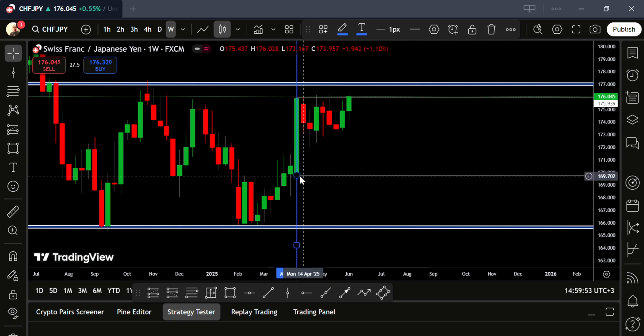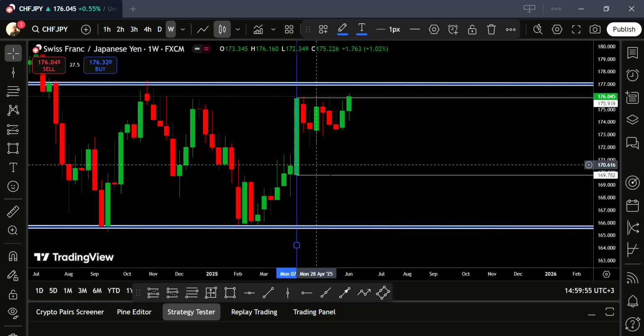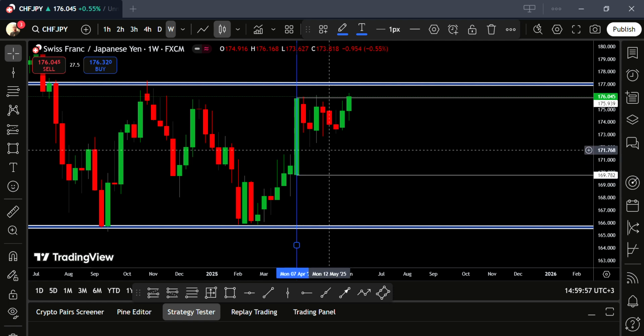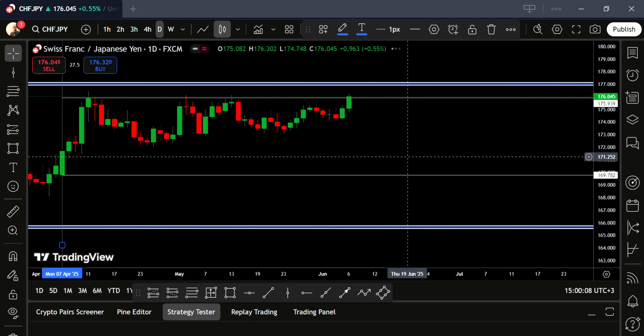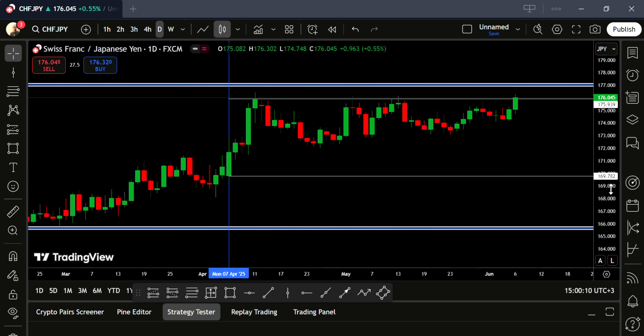So this is the opening price, the closing price, we have marked it. So we want to go to the daily time frame to see what is happening there. Mark the closing price and the opening price of the previous week's candle, and then we go to the daily time frame. So when you go to the daily time frame, what do you see?